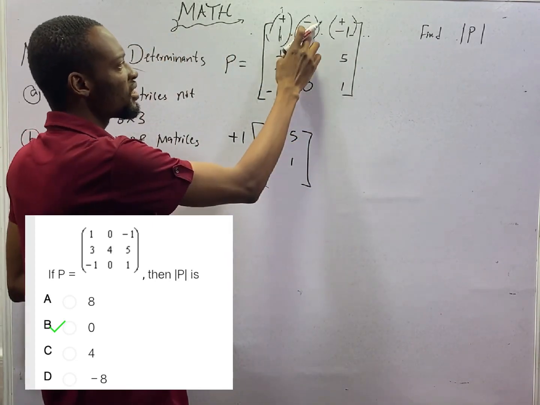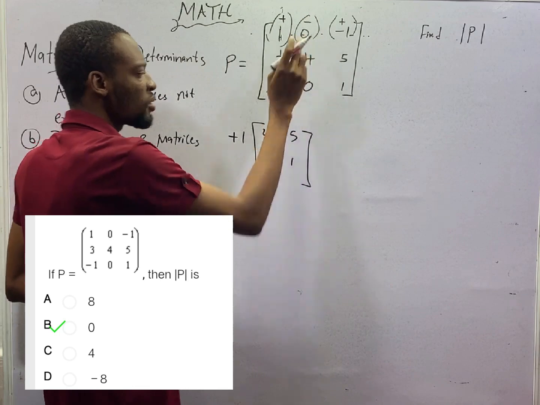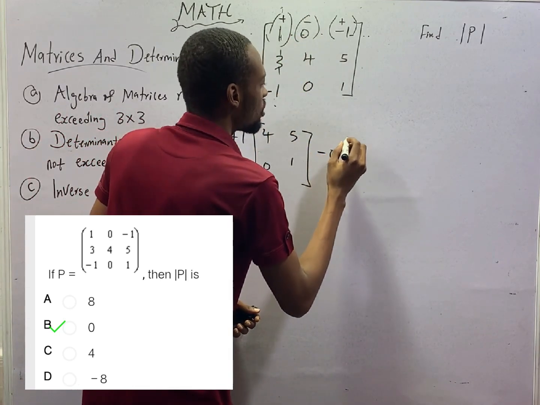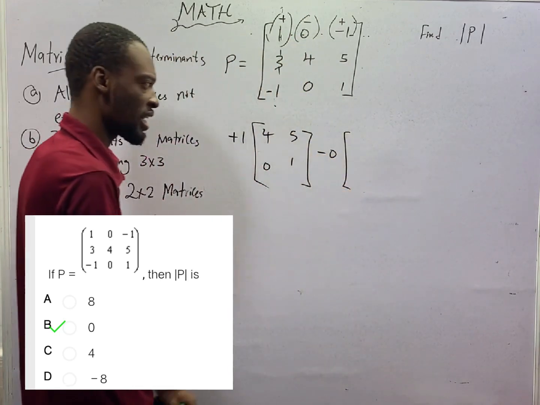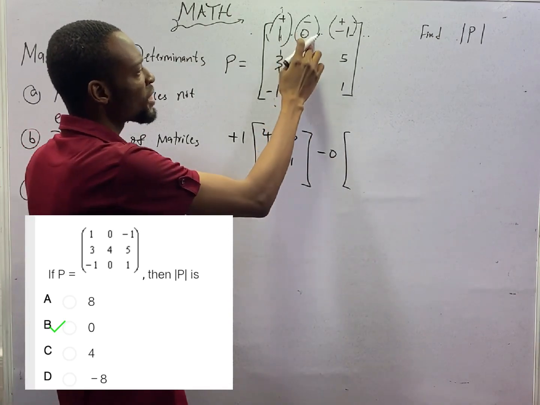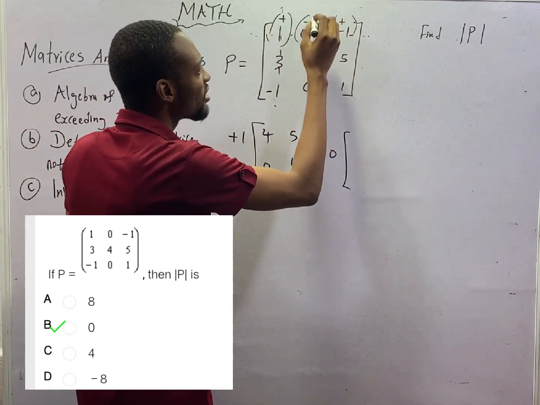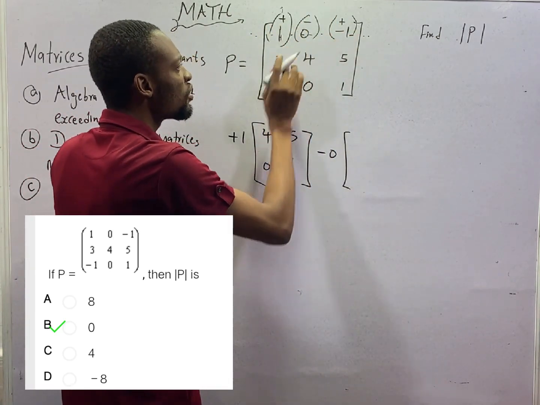Now, pick the second one, which is minus 0. Minus 0. Draw the matrix box like this. In this minus 0, do something like this. Then since we are dealing with here, you do something like this.